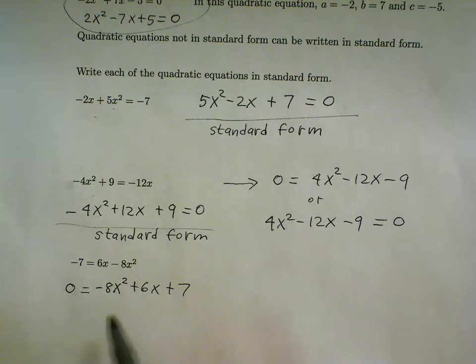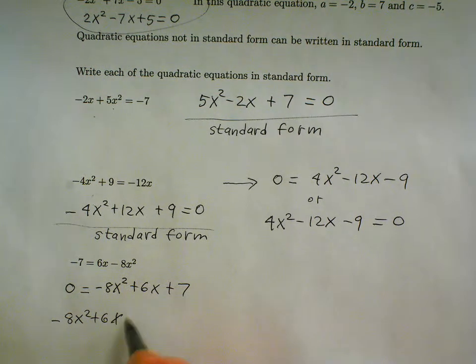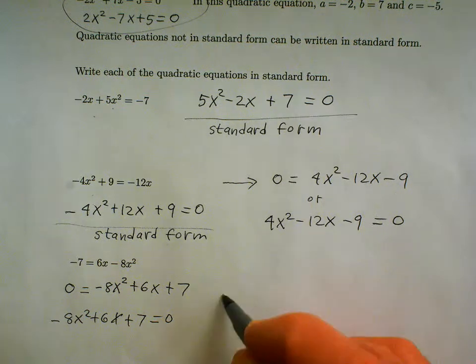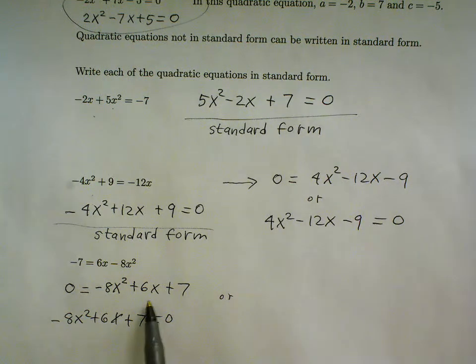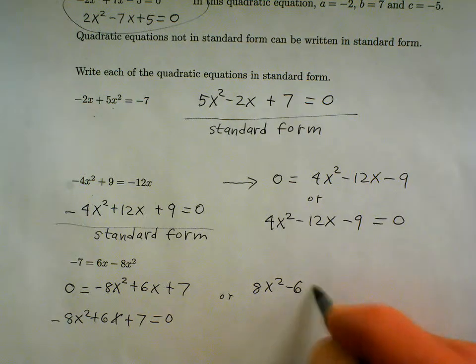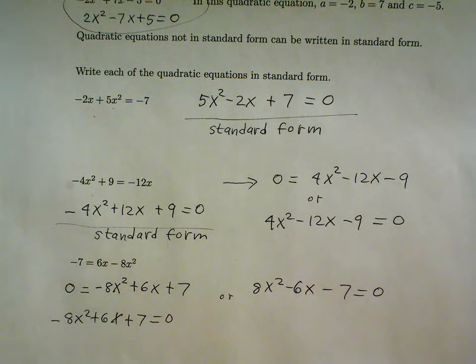If you'd rather have the negative 8x squared plus 6x plus 7 on the left-hand side, you can do that. Or if you want to write 8x squared minus 6x minus 7 equals 0, you can do that.